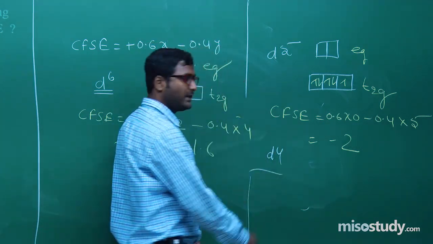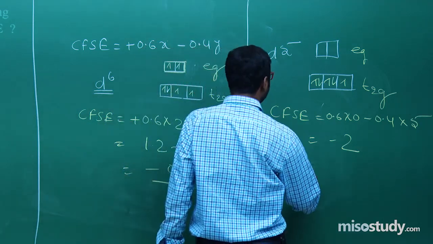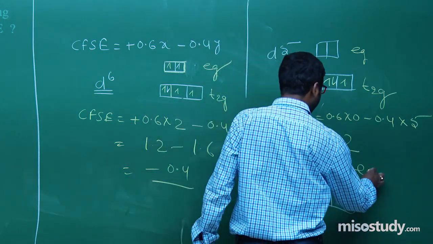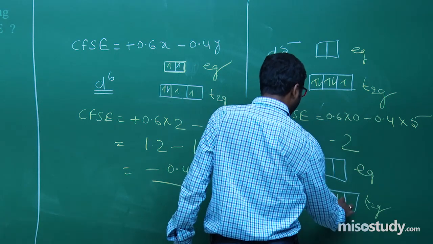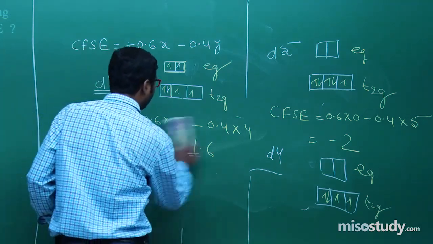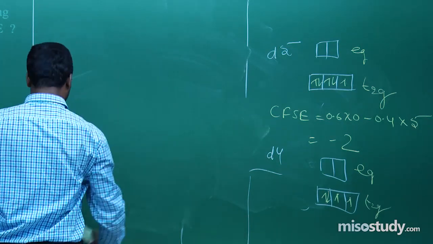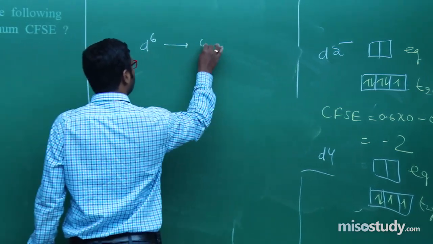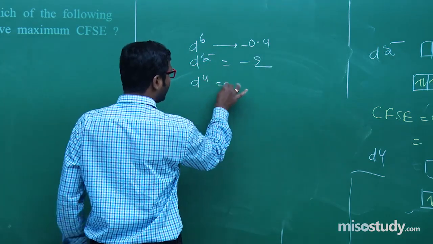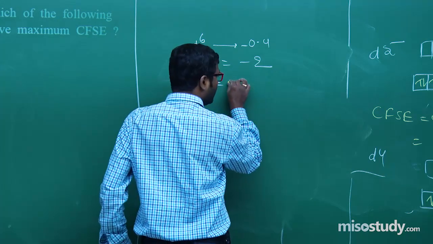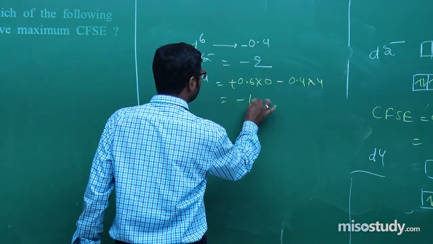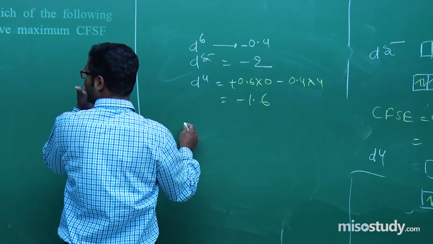If I talk about low spin d4, then what will happen? Pairing will be done first. This one is eg and this one is t2g. Put here 1, 2, 3 and 4. So what is the value of CFSE for this case? For d6 we get minus 0.4. For d5 we got minus 2. For d4 we are getting plus 0.6 into 0 minus 0.4 into 4, that is minus 1.6. Okay. Now for d7, that is high spin d7.